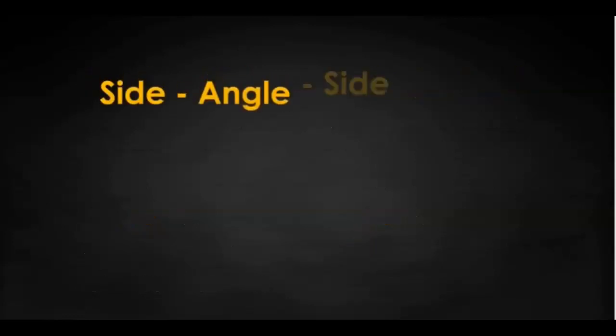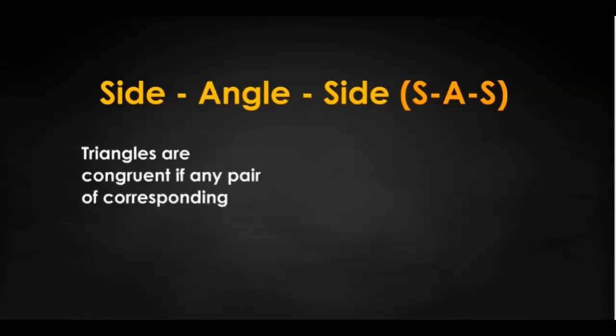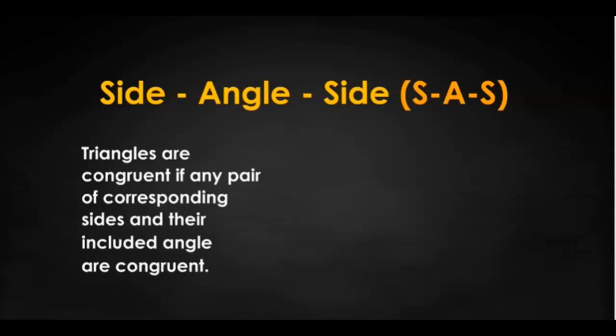Next, we have the side-angle-side postulate, or SAS. Here, instead of picking two angles, we pick a side and its corresponding side on two triangles. The SAS postulate says that triangles are congruent if any pair of corresponding sides and their included angle are congruent.